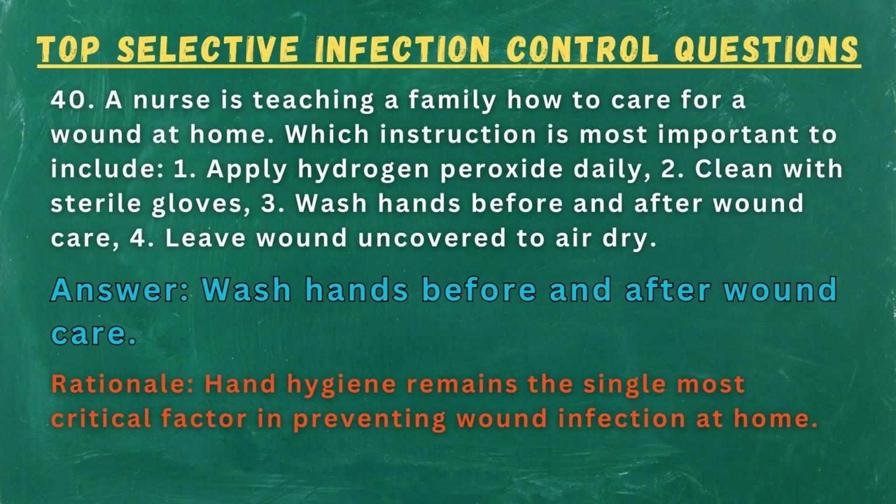40. A nurse is teaching a family how to care for a wound at home. Which instruction is most important to include? 1. Apply hydrogen peroxide daily. 2. Clean with sterile gloves. 3. Wash hands before and after wound care. 4. Leave wound uncovered to air dry. Answer: Wash hands before and after wound care. Rationale: Hand hygiene remains the single most critical factor in preventing wound infection at home.